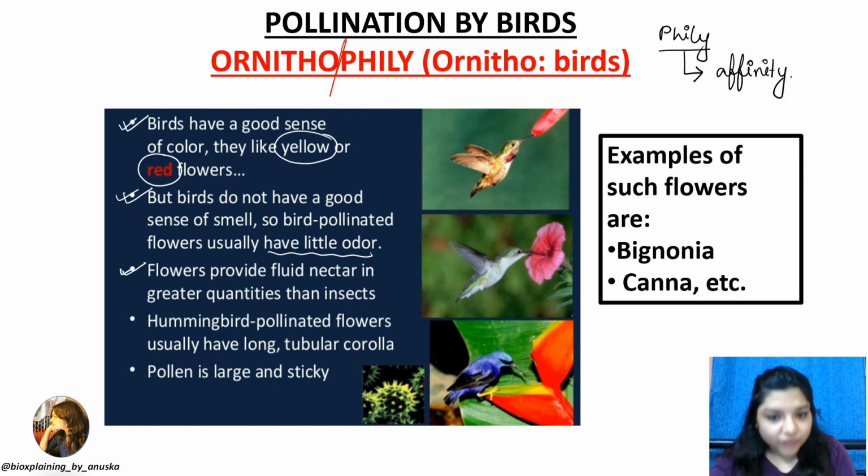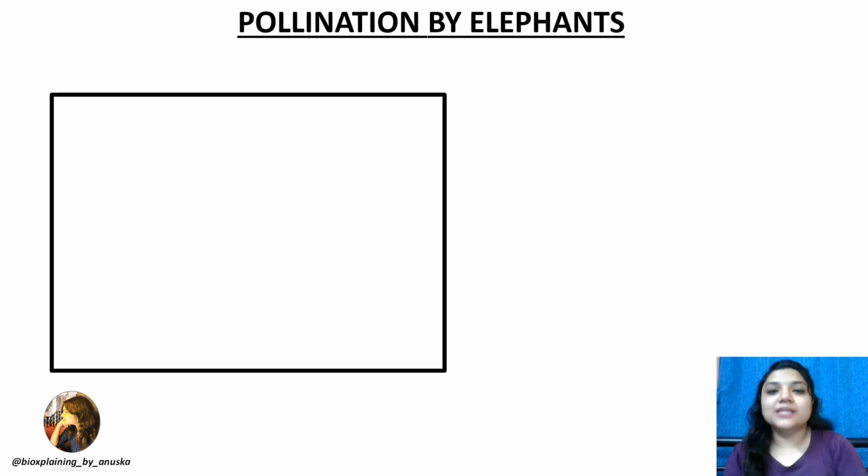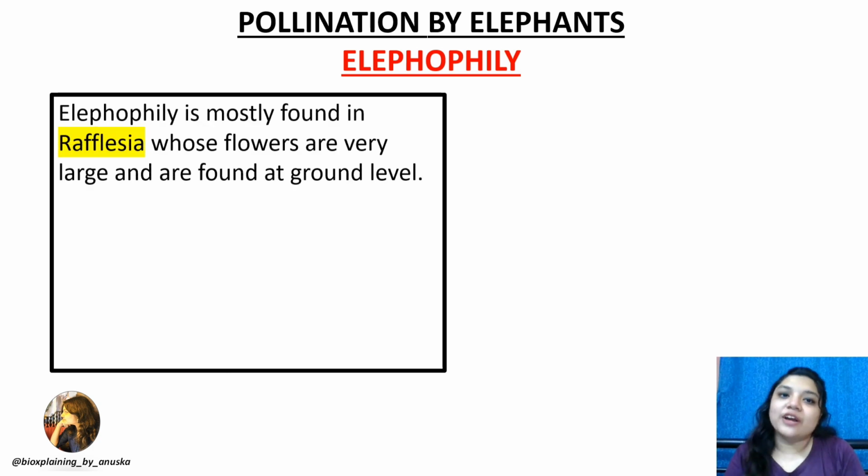So there are a few flowers which are commonly pollinated by birds. For example, we can have bignonia and we can have canna. Pollination by a biotic factor that we are going to know about is pollination by elephants. Does this surprise you, that such a huge organism, how is it going to pollinate a flower? Well, yes, don't be surprised because that is possible. So pollination by elephants, or what we call Elephophily, is done to the largest flower, Rafflesia.